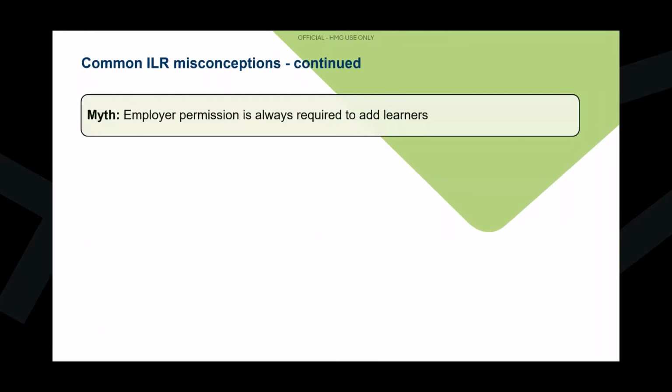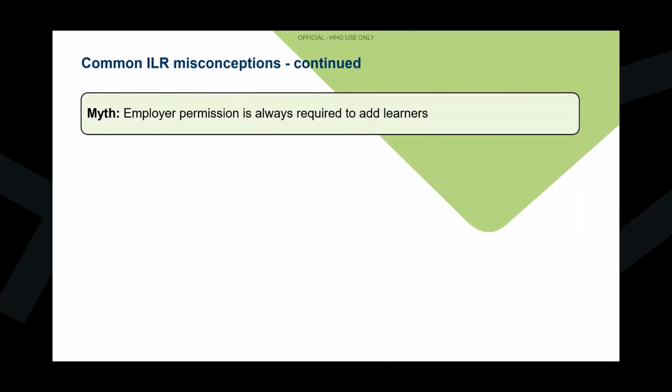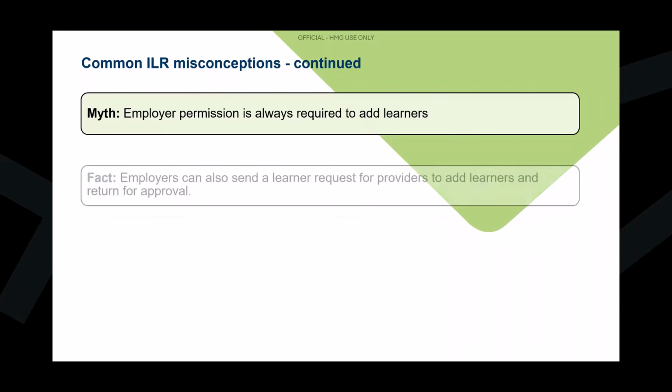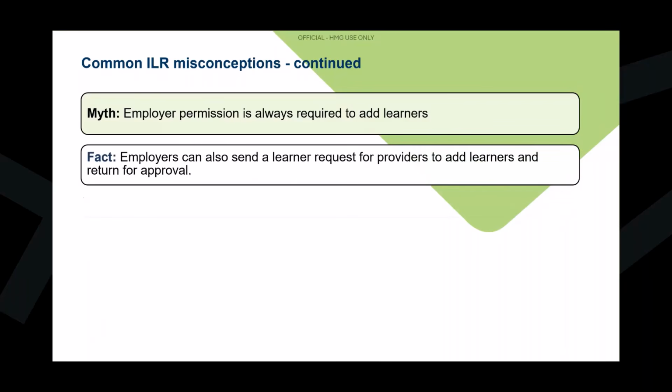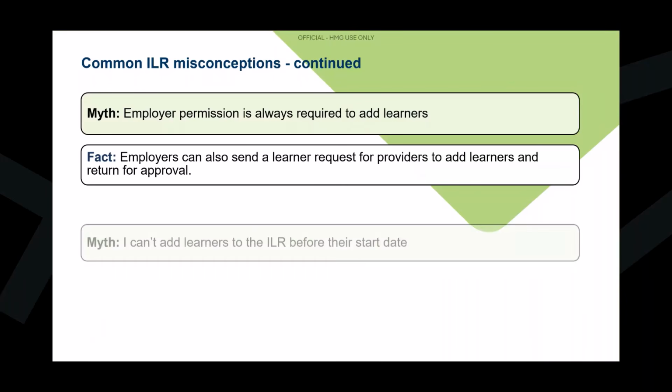And coming on to our last slide for myths. There is also a myth among some providers that employer permission is always required to add apprentices, and I've seen that's been asked in the questions as well. For employers that have not yet granted permissions to the provider, they can send an apprentice request to providers, as you saw in the demo, and a third of ILR approval requests are already being done this way. So employers are already on board with just sending the apprentice request to the provider, and they can add the details using the ILR process.